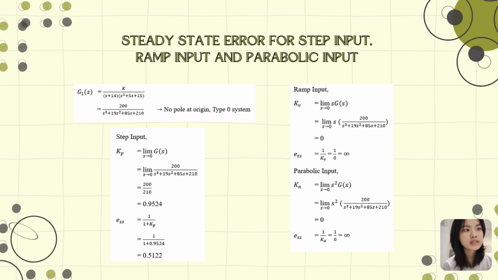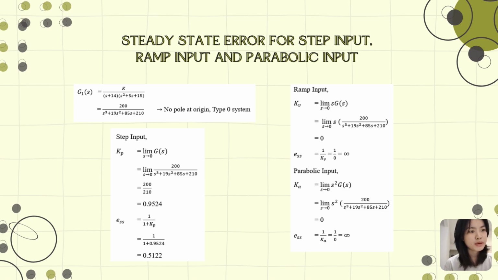The next one is finding the ramp input. To find the ramp input Kv, the limit as s approaches 0 of s times G(s). So we put in the value and then we will get the final answer, which is 0. The steady state error is equal to 1 over Kv. Put in the value of Kv equals 0, so we will get infinity.